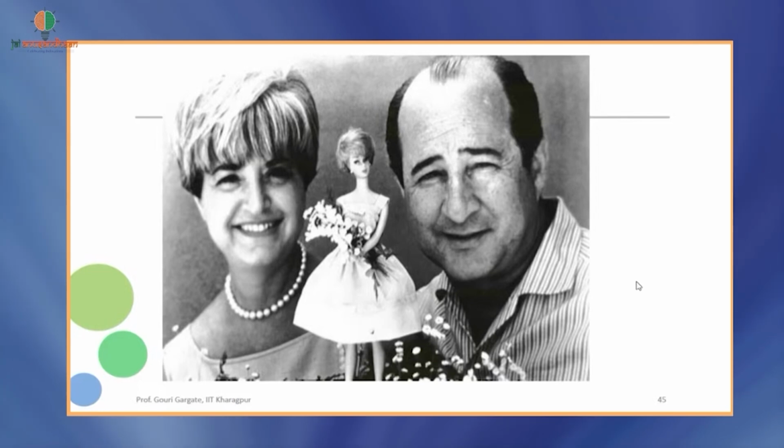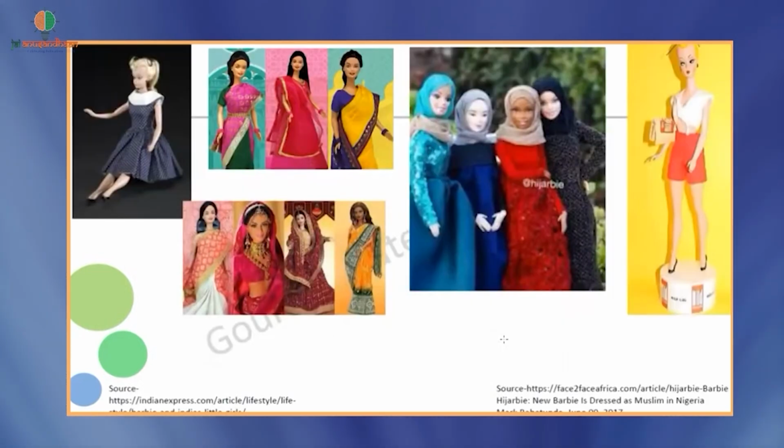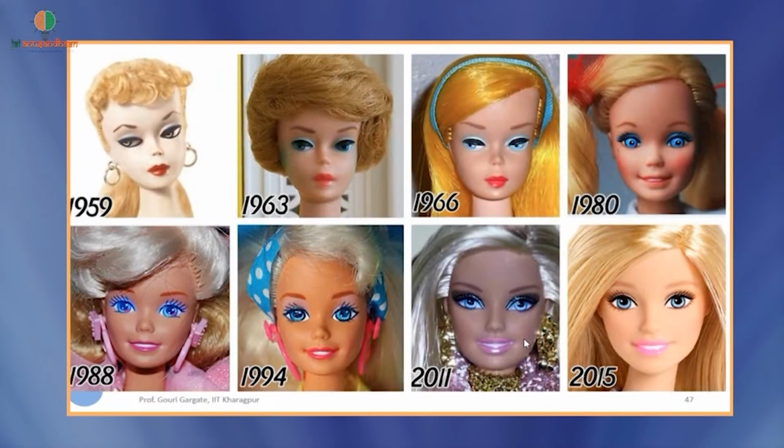Here, I'll give you a hint. Everybody knows this, right? Barbie doll. And here is the story. Barbie was born in 1959, and you can see the evolution until 2015 here. Now Barbie is almost 65 years old, but she is not aging, right? So when we talk about Barbie, it is a very classic example of IP management.